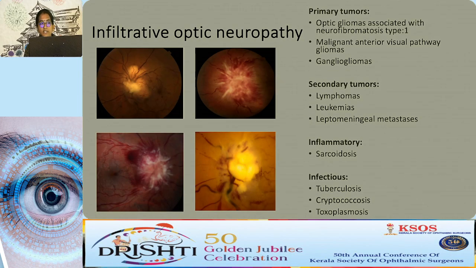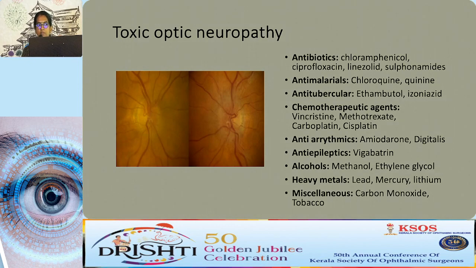Another group would be infiltrative optic neuropathy. These cases do come to our OPD, and sometimes it may be the first ever presenting symptom of a leukemia or a lymphoma. I had a case recently. Primary tumors of the optic nerve, like optic nerve glioma associated with NF1 and gangliogliomas, and secondary tumors like lymphoma, leukemia, leptomeningeal metastasis, inflammations like sarcoidosis, and infections like tuberculosis, toxoplasma, and cryptococcus can all present with infiltrative optic neuropathy. One last word about toxic optic neuropathy.